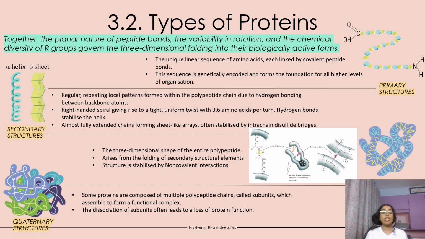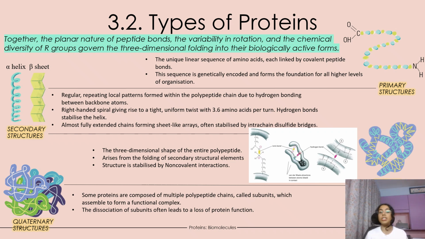Quaternary structures. Some proteins are composed of multiple polypeptide chains called subunits, which assemble to form a functional complex. They are stabilized by the same non-covalent forces as tertiary structure. Based on the number of chains, proteins can be classified as monomer, one chain, dimer, two chains, tetramer, four chains, and so on. They can also be classified as homodimers, composed of identical chains, or heterodimers, composed of different chains.